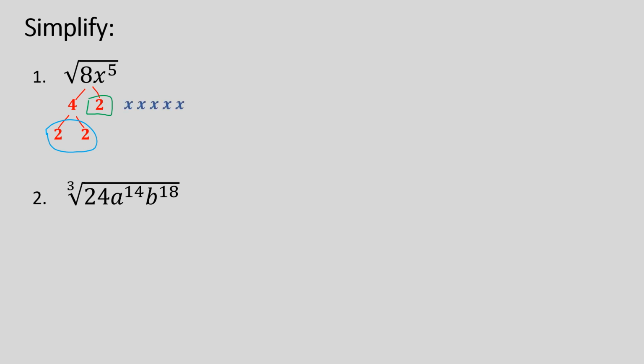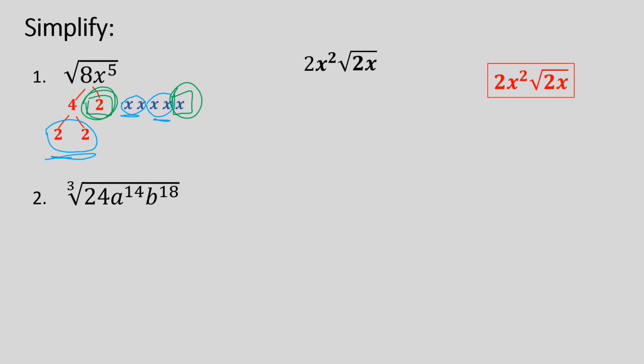We have 5 x's. Any pair of x's is going to move to the outside. So these x's are going to make 2 on the outside because we have 2 pairs with this left over. Okay, so everything on the outside is this 2, and then these 2 x's, 2x squared. All these green highlighted things are on the inside, so a 2 is on the inside along with that x, so we have radical 2x, and that's our answer.